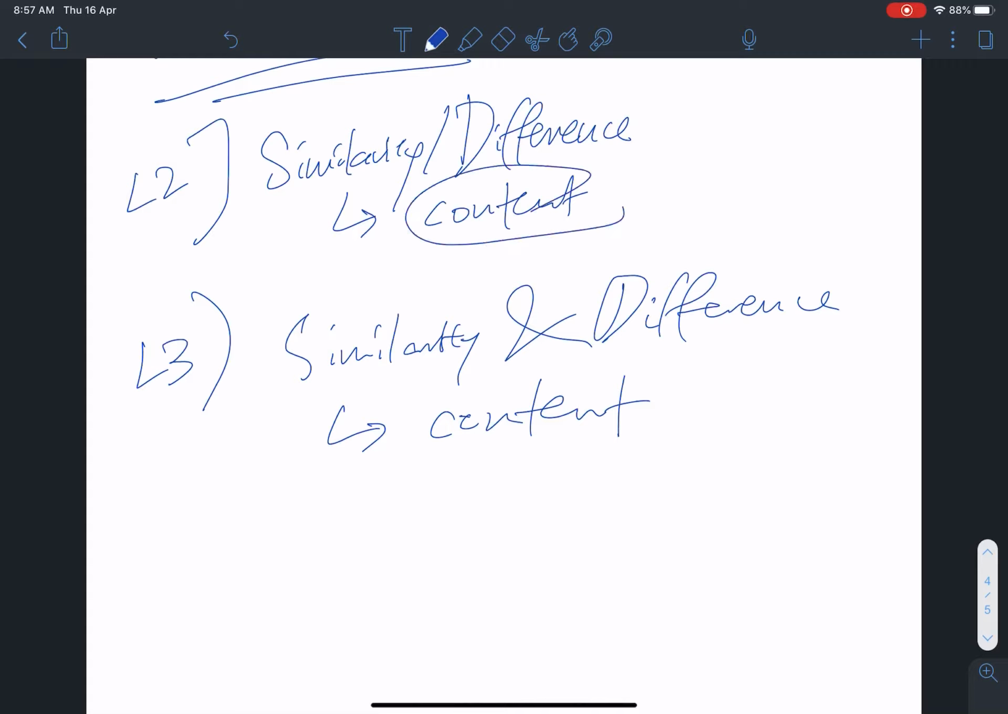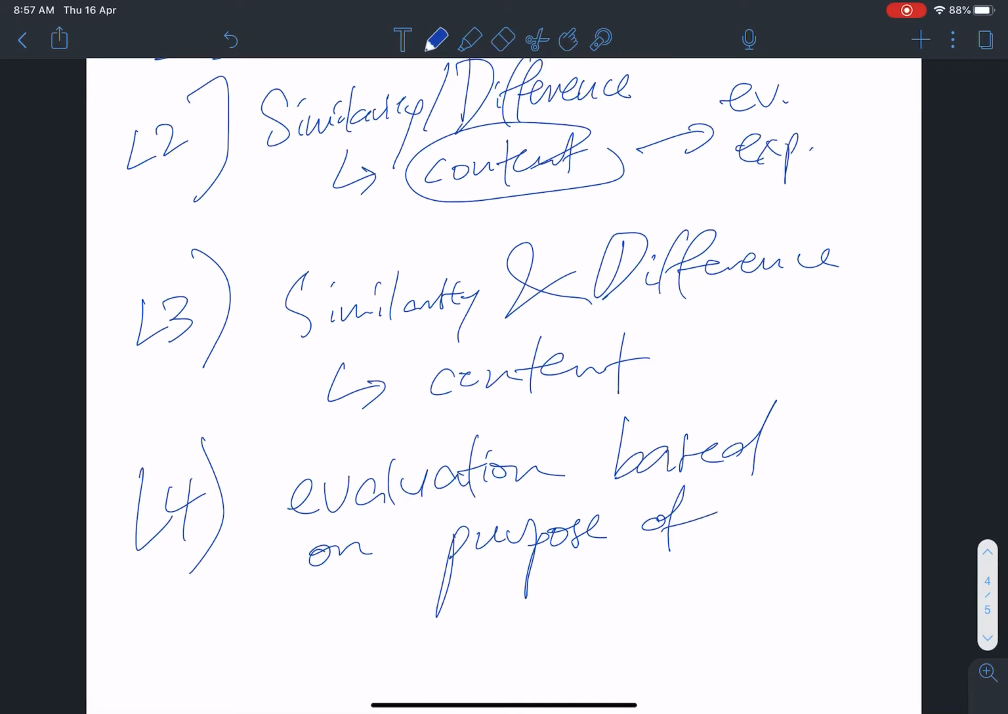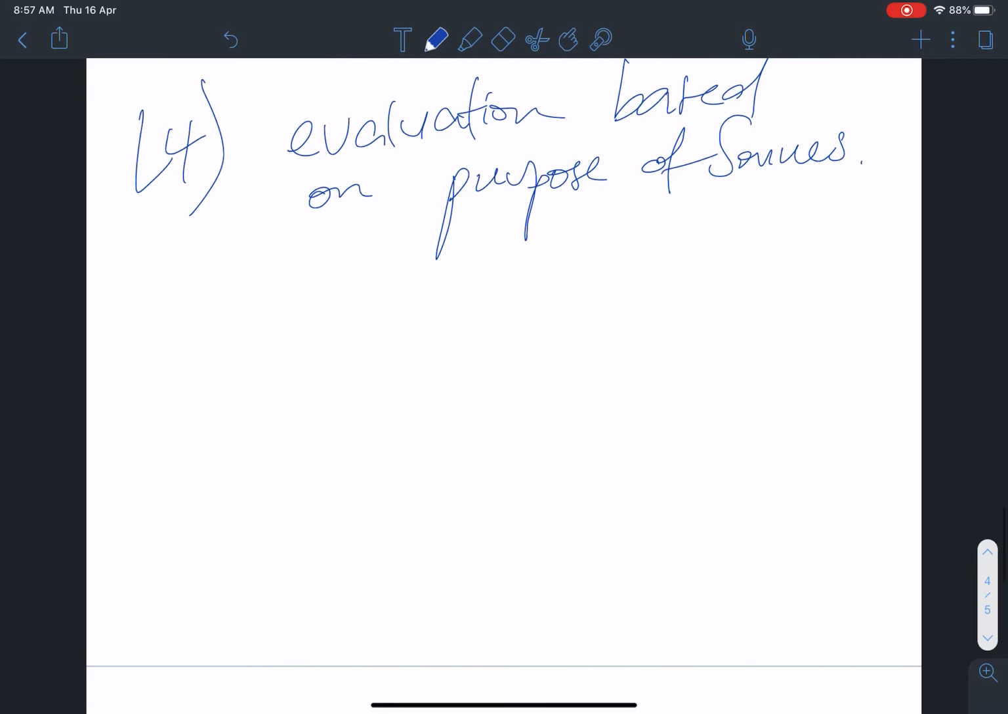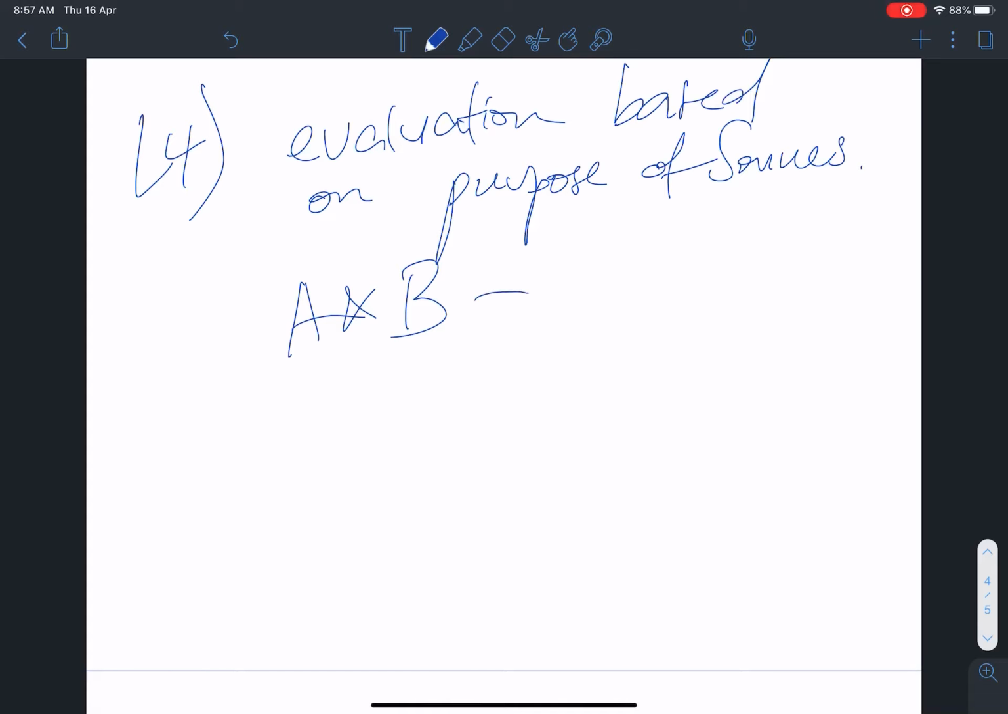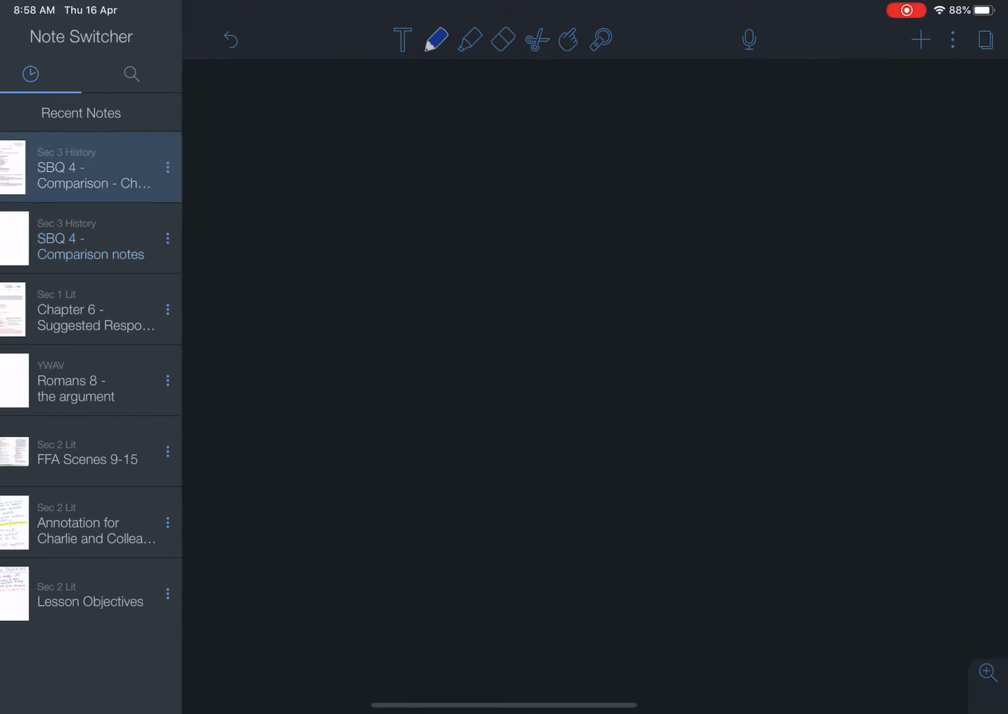By content, I mean you need evidence and explanation for both sources. What is the difference here? Level 2 means you are only able to see one side, but level 3 means you can see both the similarity and the difference. That is why it is a higher level, because it requires more. Level 4 requires an evaluation based on the purpose of the source. So if A and B, or C and D, or D and E, whatever, are they similar or different based on their purpose? If both are propaganda posters, even though they talk about different things, they are of a similar purpose. Conversely, they might say the same thing, but it doesn't mean they have the same purpose. So let's have a look at the SBQ.